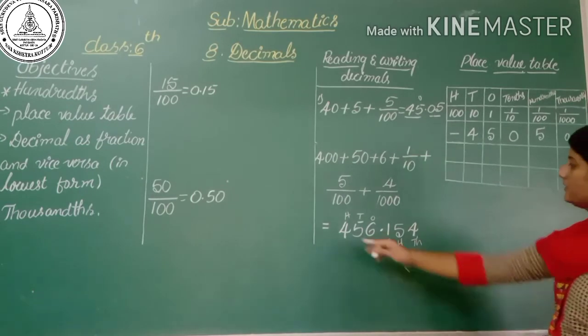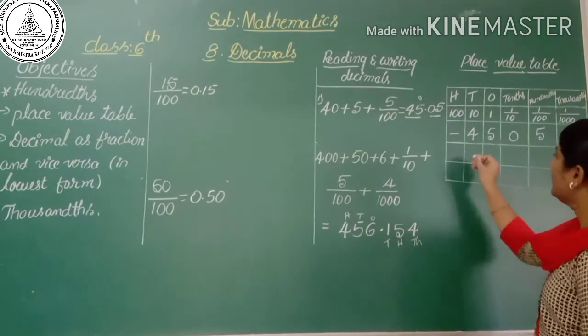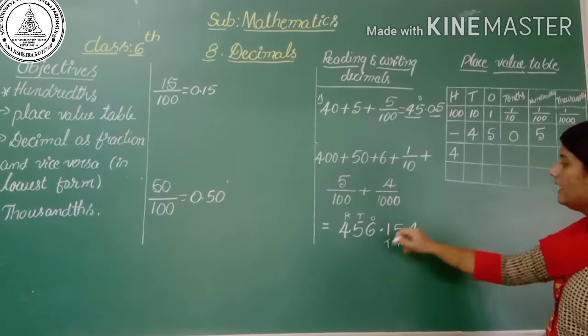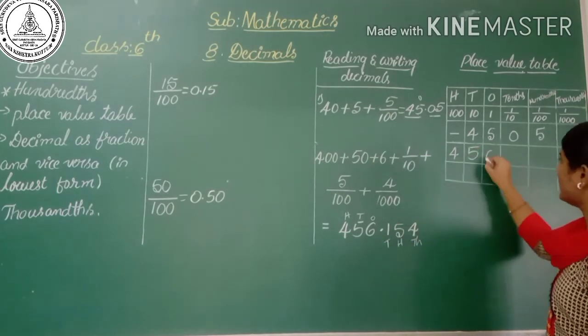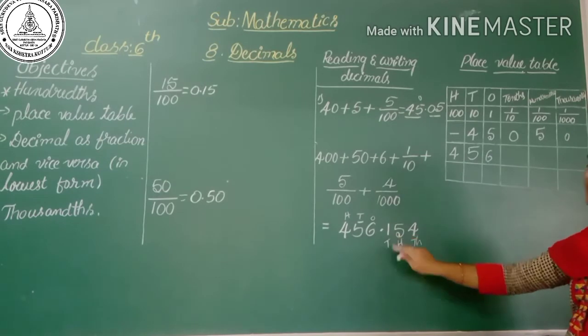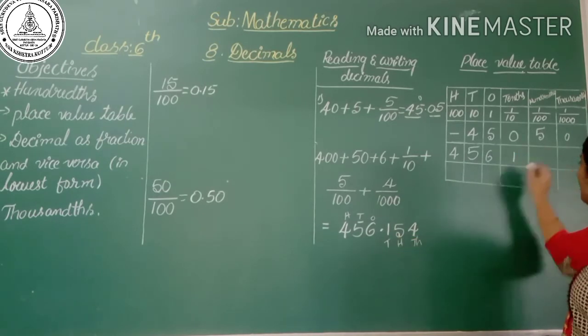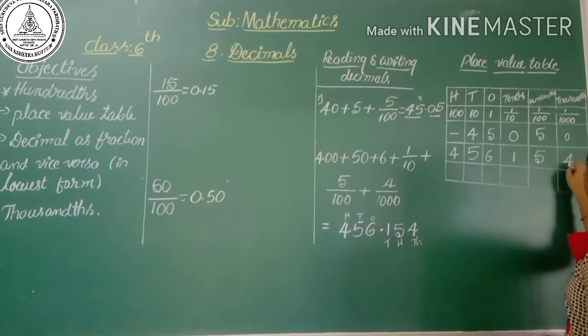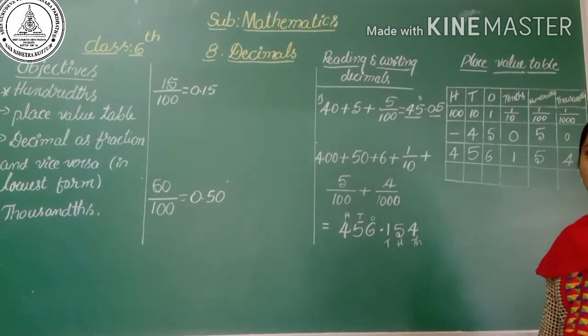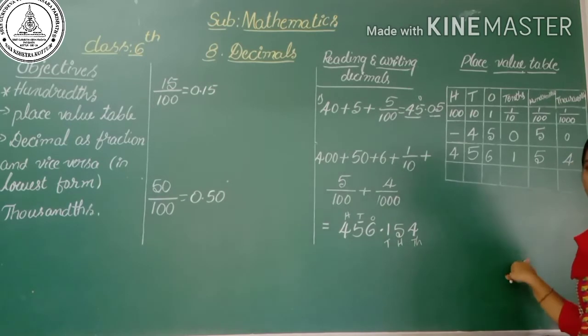Right? So yes. Now write it as 4 in the hundreds place and 5 in the tens place, 6 in the ones place, and 1 in the tenths place, 5 in the hundredths and 4 in the thousandths place. Okay? Is it clear?